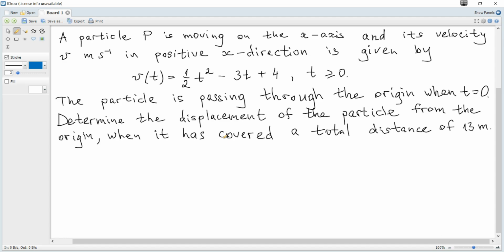A particle p is moving on the x-axis and its velocity v in positive x direction is given by the formula. The particle is passing through the origin when t is 0. Determine the displacement of the particle from the origin when it has covered the total distance of 13 meters.